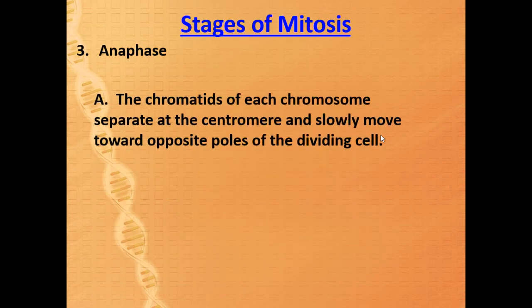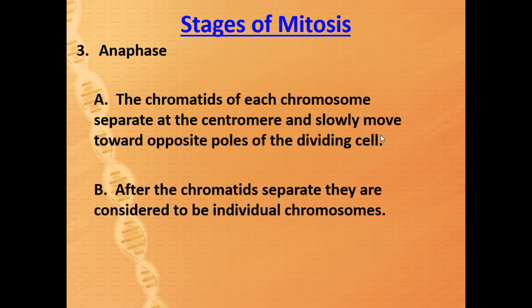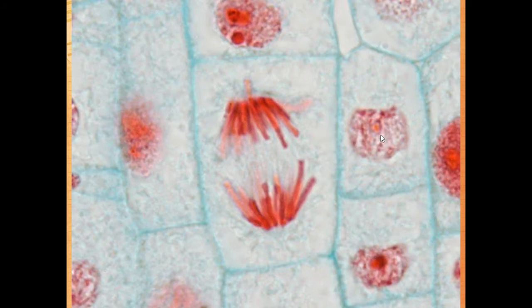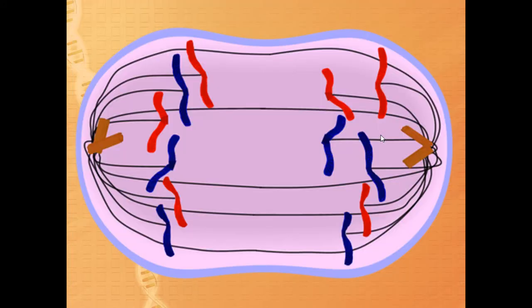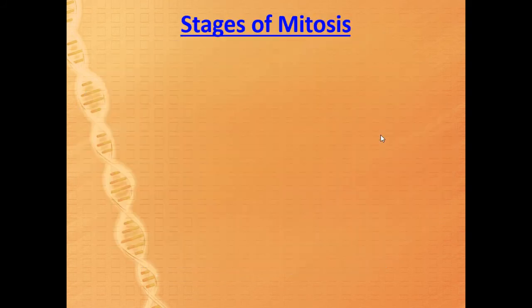Anaphase. The chromatids of each chromosome separate from the centromere and slowly move toward opposite poles of the dividing cell. After the chromatids separate, they are considered individual chromosomes. So there you can see them being pulled apart. They're no longer right in the middle. Those red portions are actually the DNA. Here are the chromosomes being ripped right down the middle.